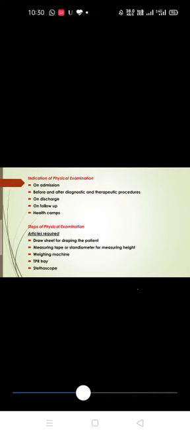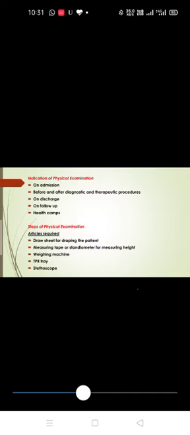So here are the steps of physical examination. Articles required means what articles are necessary while doing physical examination. First you will need a draw sheet for draping the patient. Draw sheet means like a bed sheet. Why is it necessary? To drape the patient, to cover the patient, to provide privacy.